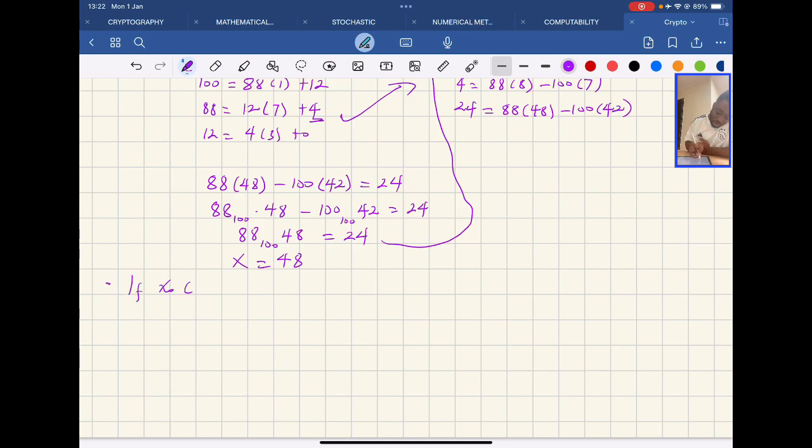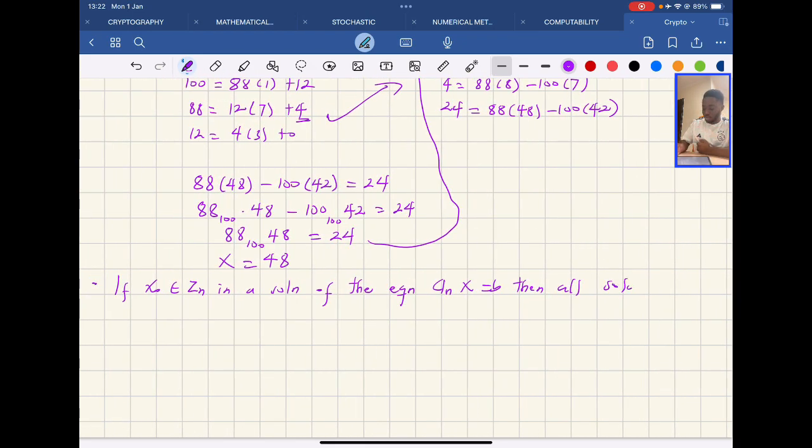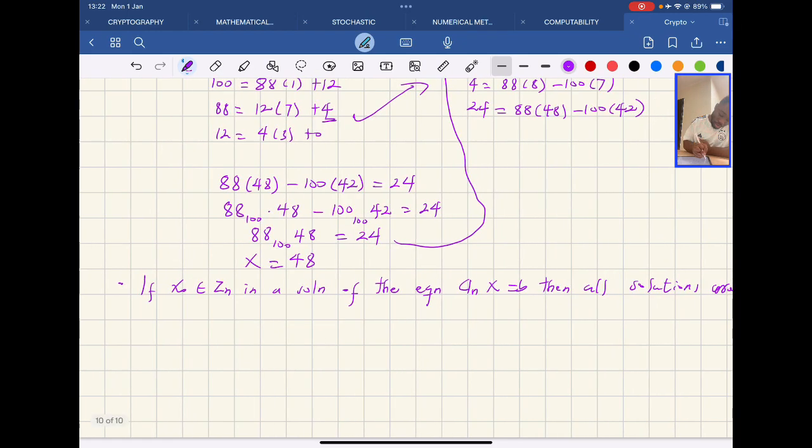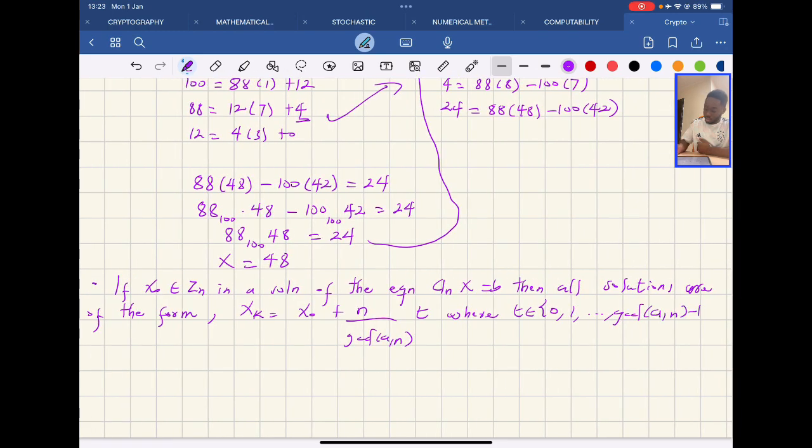Now, if x is equal to 48, sometimes we have to note this. If x naught is a solution of the equation in Zn, then all solutions are of the form x_t is equal to x naught plus n over the GCD of a and n, times t, where t is a subset of 0, 1, up to the GCD of a and n minus 1.